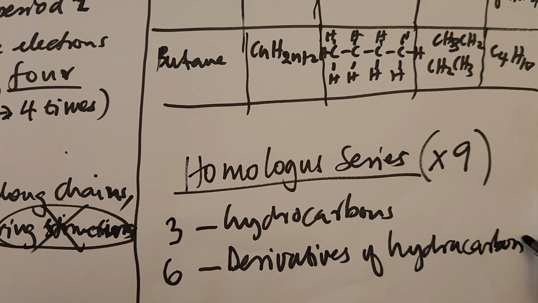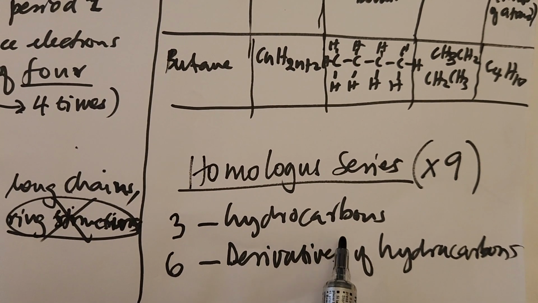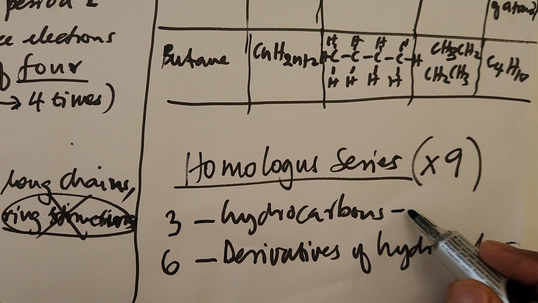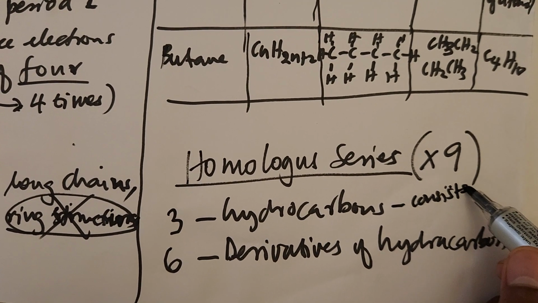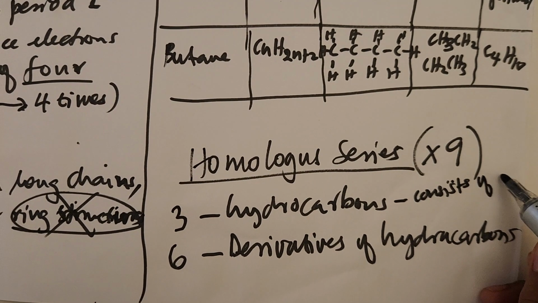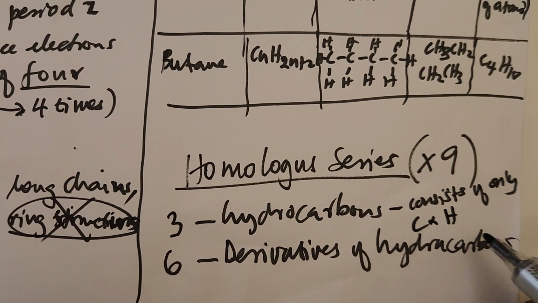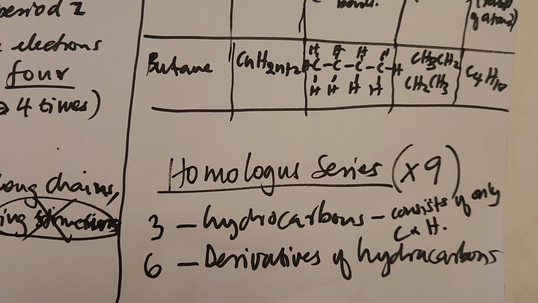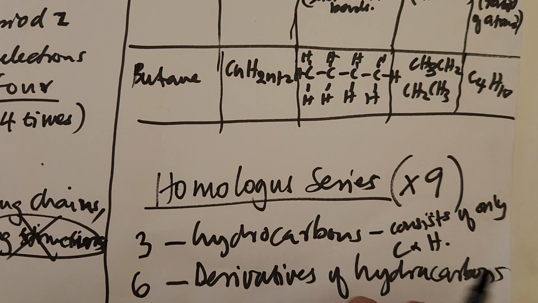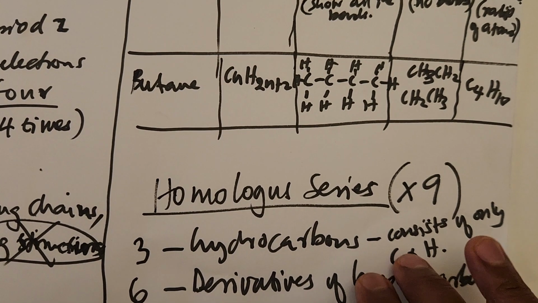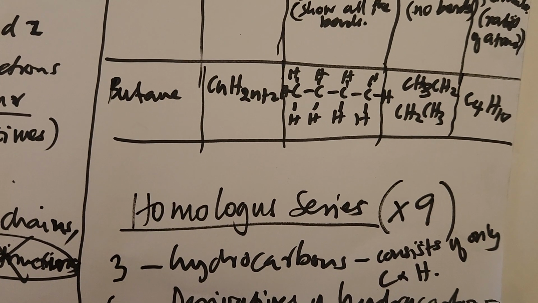Why do we say they are hydrocarbons? Because they consist of only carbon and hydrogen. That's why we call them hydrocarbons, compounds that consist of only carbon and hydrogen. So we'll unpack this in the next session of this topic of organic molecules.